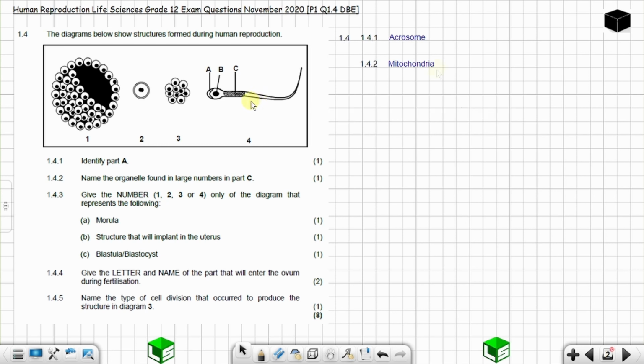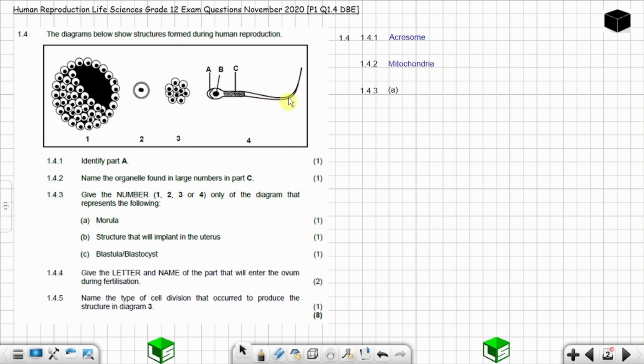Now question 1.4.3. Give the number 1, 2, 3 or 4 only of the diagram that represents the following. A: a morula, 1 mark. Which diagram represents a morula?